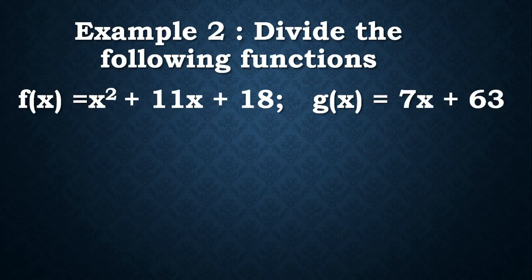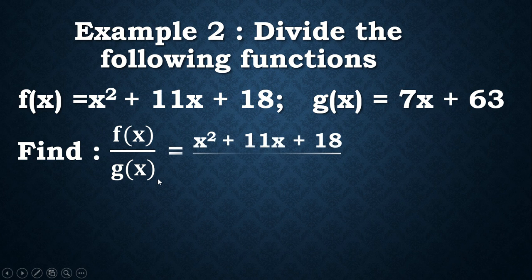Next, example number 2. Our f of x is equal to x squared plus 11x plus 18. And then the g of x is equal to 7x plus 63. Again, we have to find the division of functions, f of x over g of x, or f of x divided by the g of x. And then we have to substitute this f of x by x squared plus 11x plus 18, and the g of x by 7x plus 63.